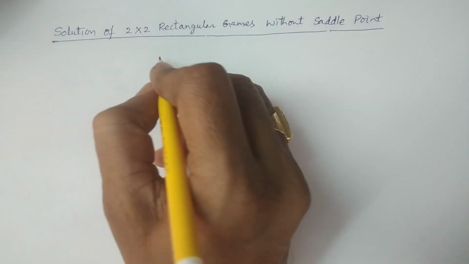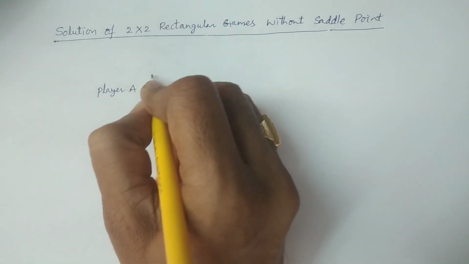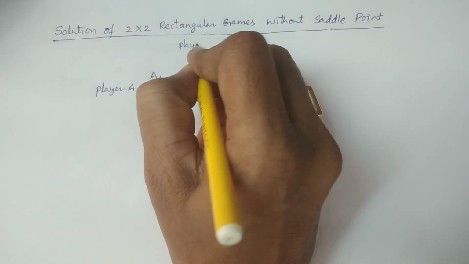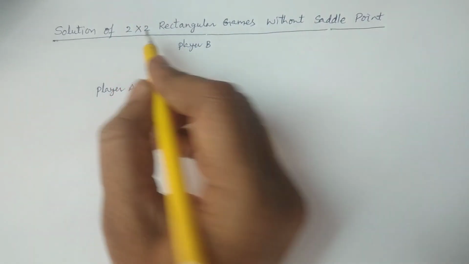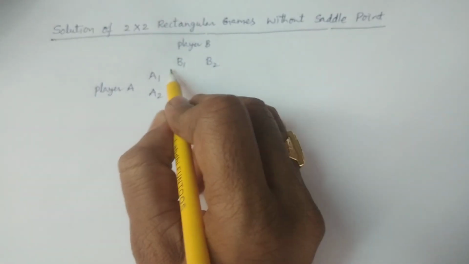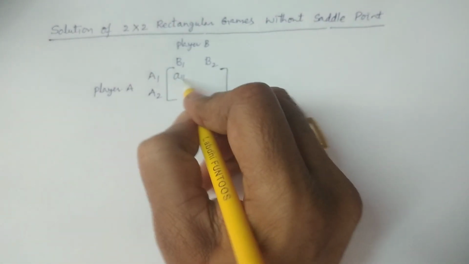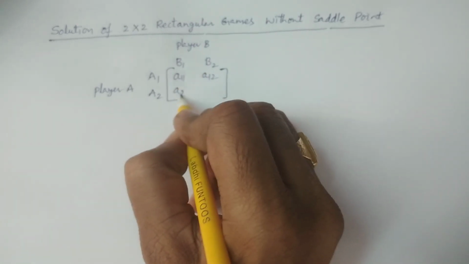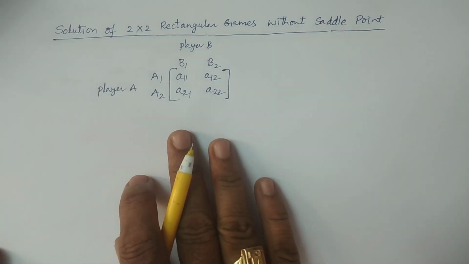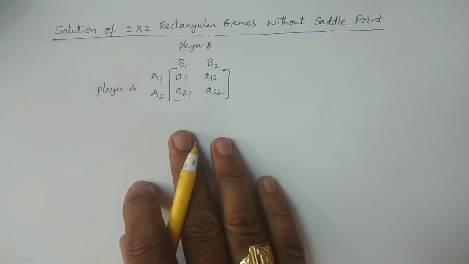So first of all I consider the payoff matrix for player A. For example, I consider two strategies for player A, A1, A2. For player B also I consider two strategies, B1, B2, that is what a 2 by 2 rectangular game is. The payoff matrix I consider as a11, a12, a21, a22. This is so simple.